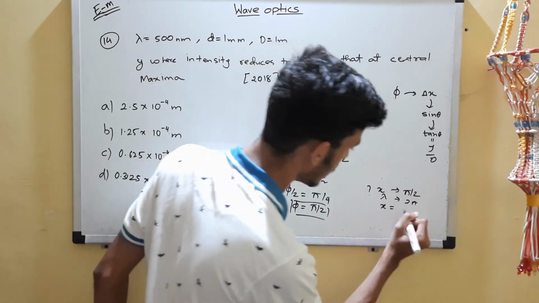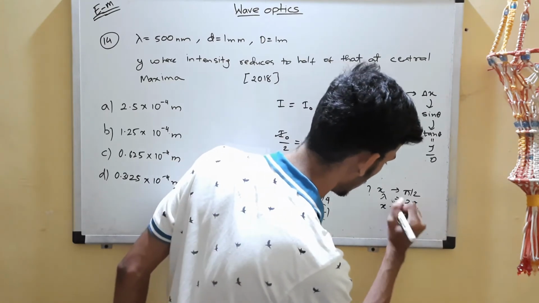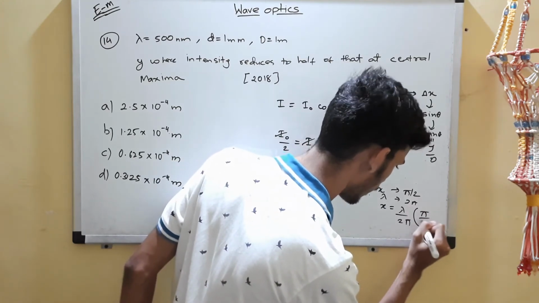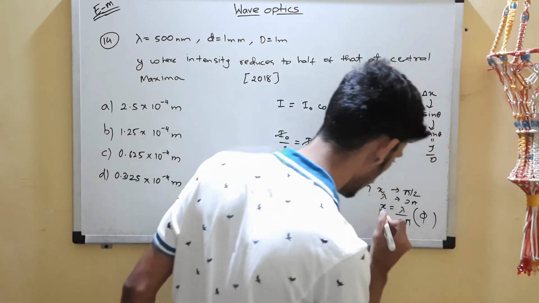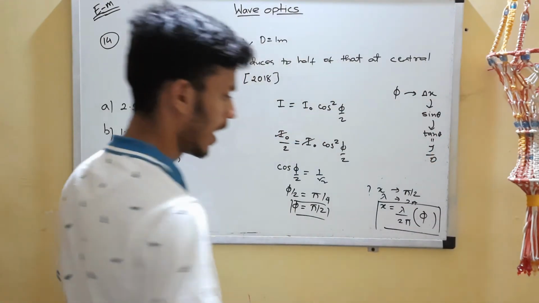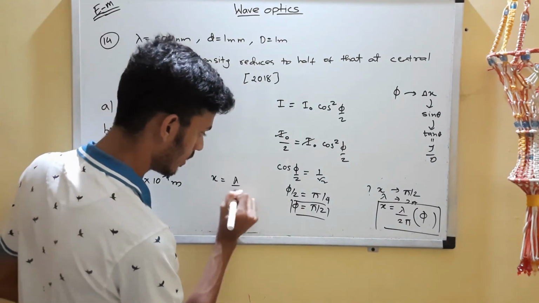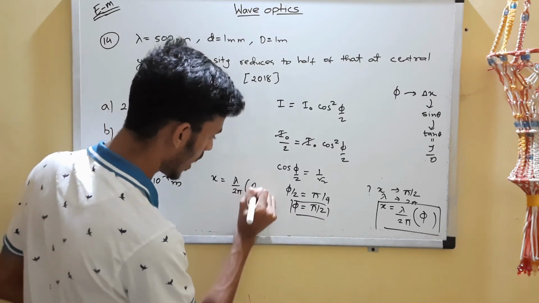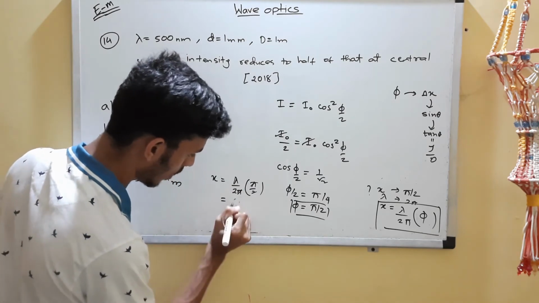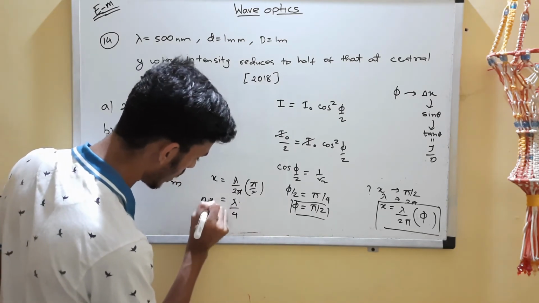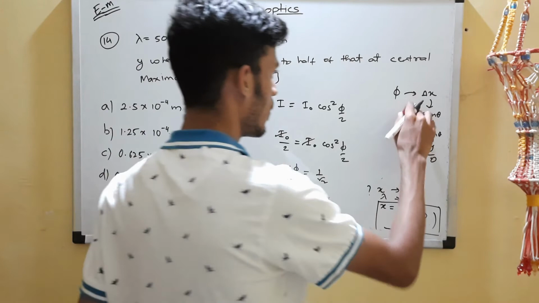Okay, so x will be given as lambda by 2 pi into, oh, this is pi by 2, right? Yes. Or more generally you can write this equation and remember it: x is given as lambda by 2 pi into phi. Now phi we already have as pi by 2. So pi and pi will get cancelled and we'll have x equals lambda by 4, right? So lambda by 4. So the path difference delta x is lambda by 4. So we have found the path difference.